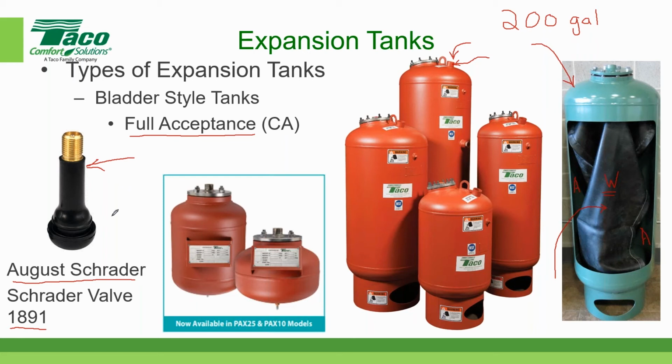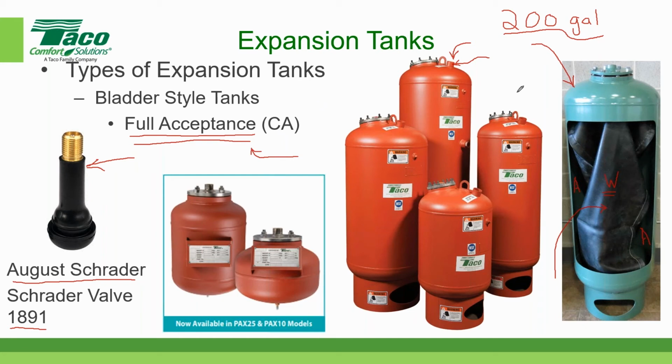And again, this is a full acceptance tank, which means that the bladder can hold the same volume of liquid as the steel container. So in our case, if the steel container is 200 gallons, that means the bladder is also 200 gallons. So if for some reason someone should inadvertently bleed the air out and water fills the bladder, it can expand to the full steel volume of the tank because it's a full acceptance bladder.